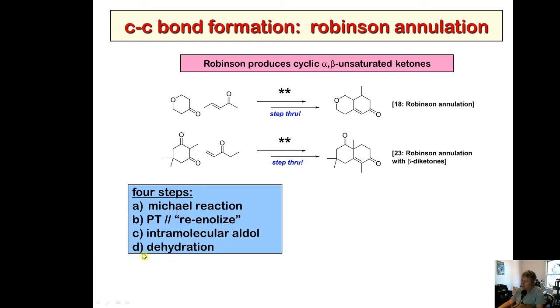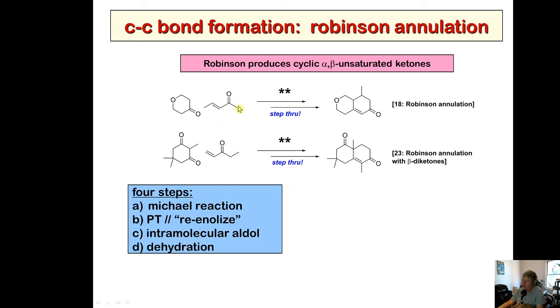Step through this. Remember, these are the 4 steps. First, you do a Michael reaction, and that basically means a base takes a proton, makes an enolate. Now you've got an enolate. That's still step A. And then the next step is the enolate attacks. That's also step A. Thereafter it's proton transfer, re-enolize. That essentially just means the enolate was on one side, you just move it to the other side. So you have a new enolate, and then you're ready for your intramolecular aldol.